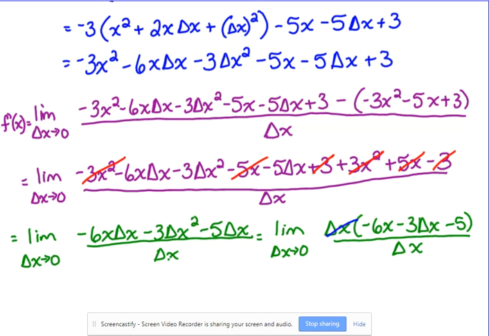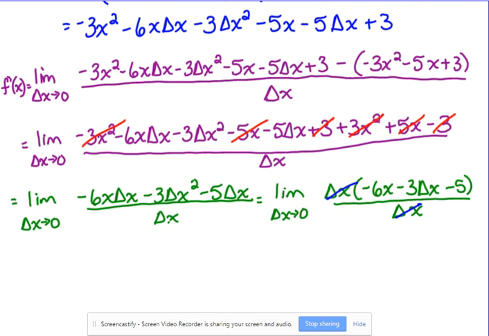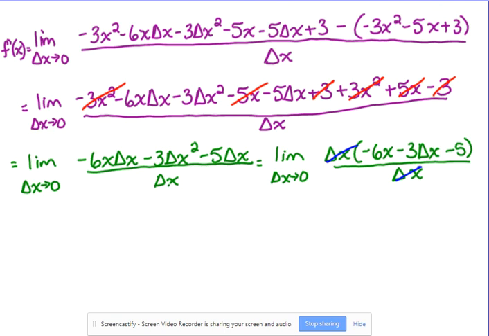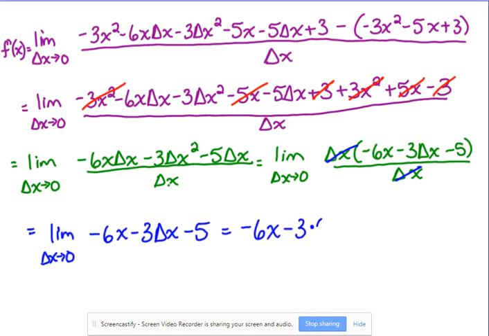Here's where you can cancel those delta x's. Don't try to do it without factoring it out because you'll mess something up. Trust me, I've seen enough people do it. So we don't have a problem anymore. If we had tried to plug in 0 for delta x before this point, we would have been dividing by 0. So now we can plug in 0 for delta x, and here is our derivative: negative 6x minus 5.